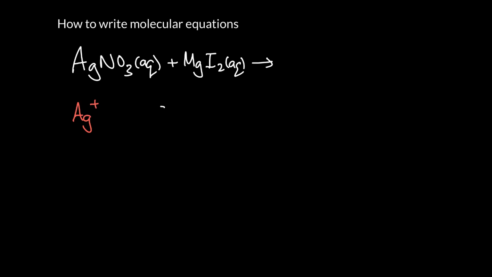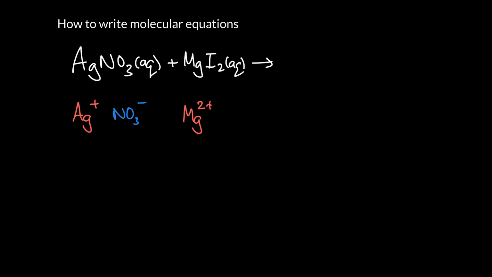So underneath, I like to write, and if you've got colored pens, I think it's kind of handy, the cations and the anions. So the silver is +1. How do you know that? Well, nitrate's -1, and since they cancel out, it has to be +1. And on the other side, you've got I2.